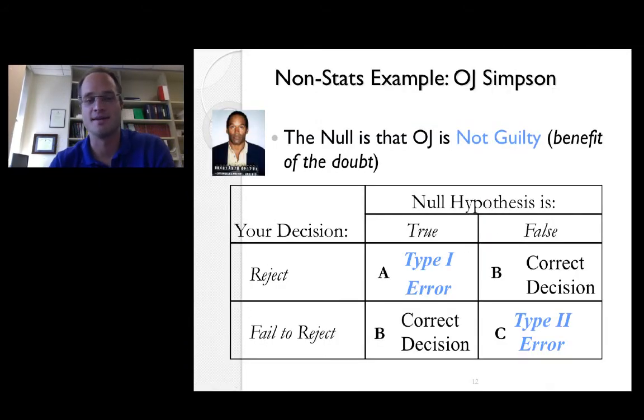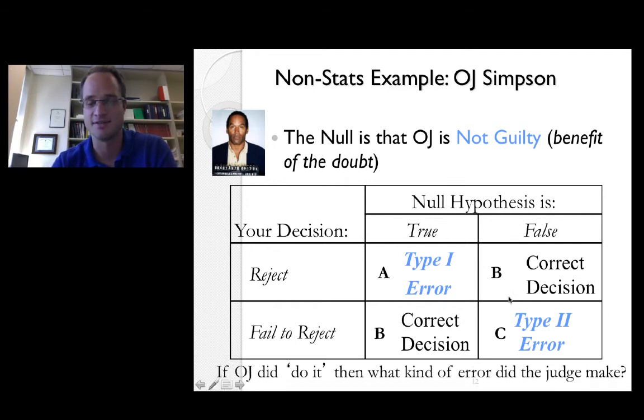And the reason is that the null hypothesis, if O.J. did do it, is that the null is false, right? The null says that he's not guilty, but he actually is guilty. And so therefore, the null hypothesis is false, but the jury fails to reject it. And so that would be a type 2 error that the jury made in this case.